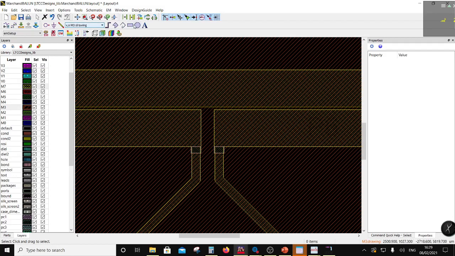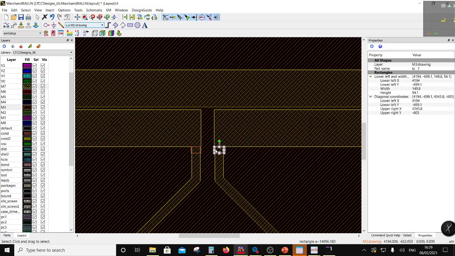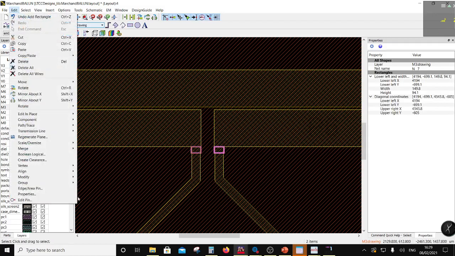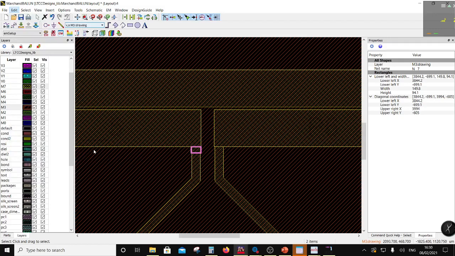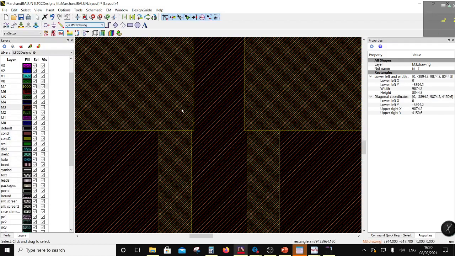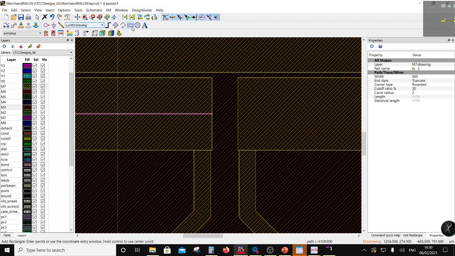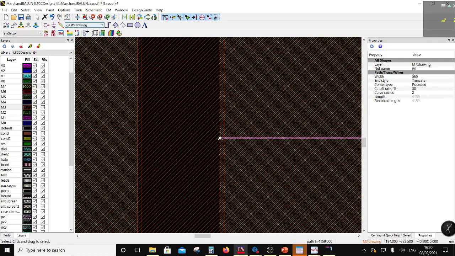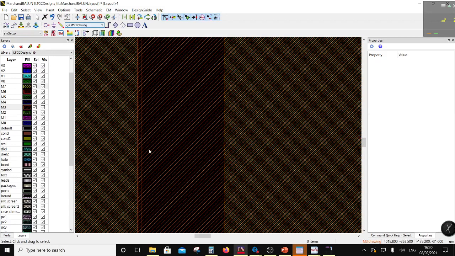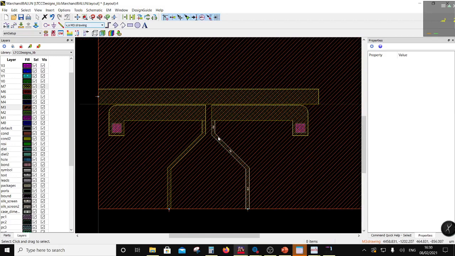M3. So this I don't want. Edit, merge union, and then this I don't want, so edit, merge union. Okay, so I am going to adjust this dimension, so just one second. Okay, so we are done with this.